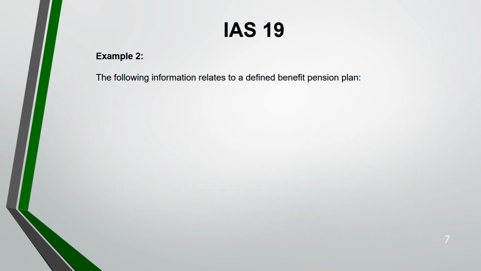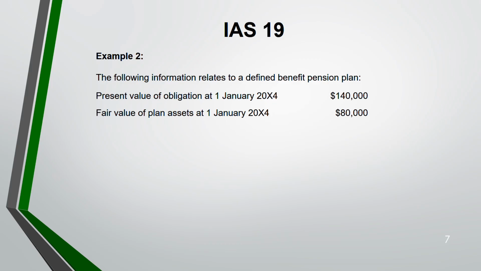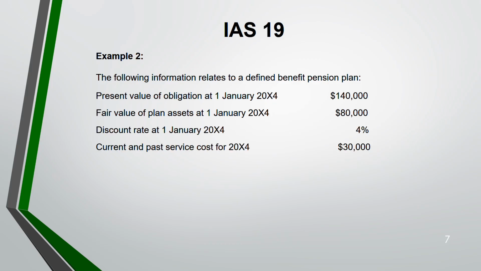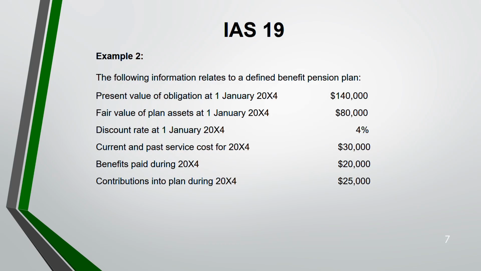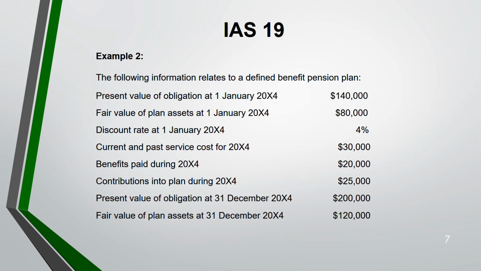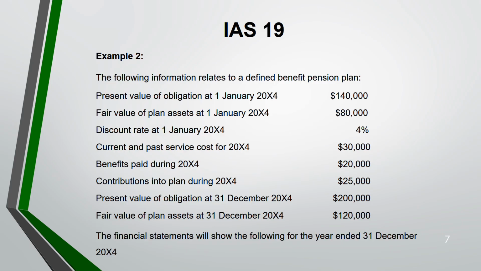Now, example 2. The following information relates to a defined benefit pension plan. Let us go. First, present value. See, this is a question, okay? Present value is given. Fair value at the start is given. Then discount rate 4%. Current and past service together is given as 30,000. Benefits paid 20,000. Contributions 25. So they have given you the present value and fair value at the start and at the end. Now, what are you supposed to do? You have to find out the remeasurement component, the balancing figure, from this.